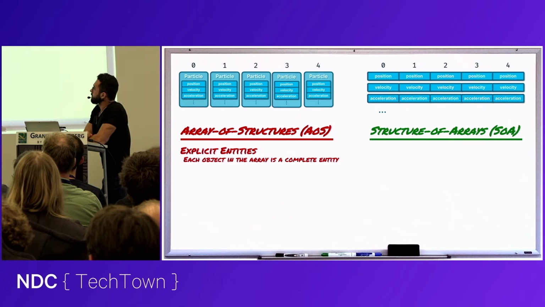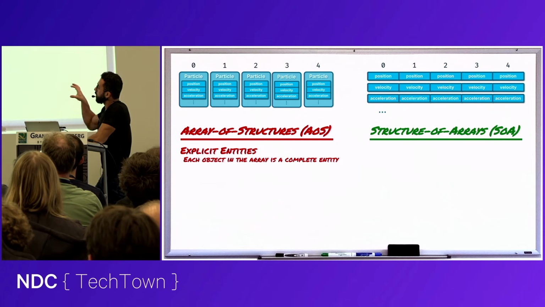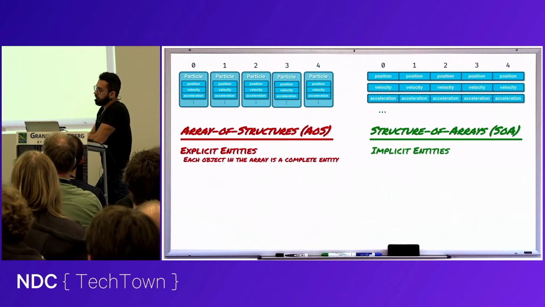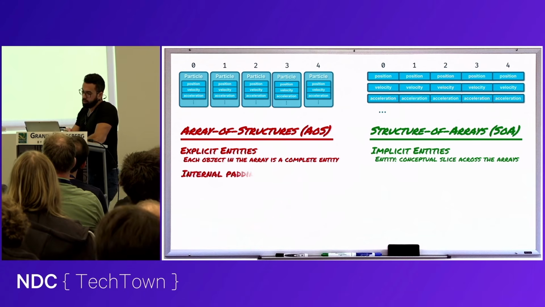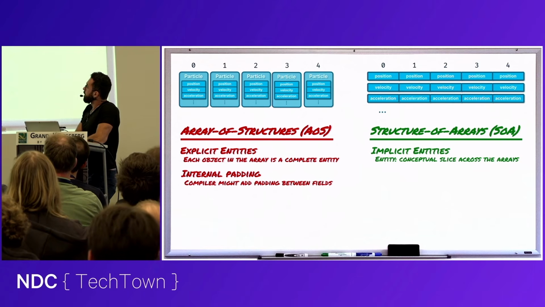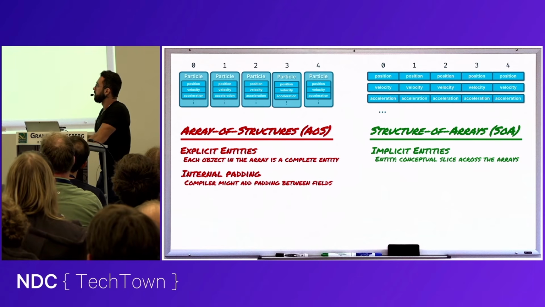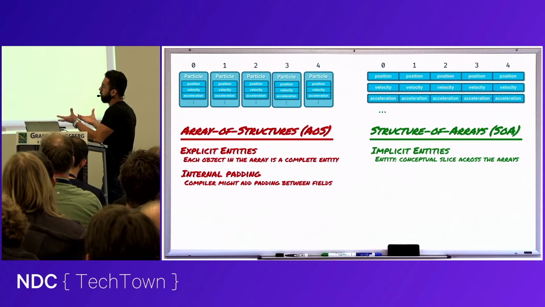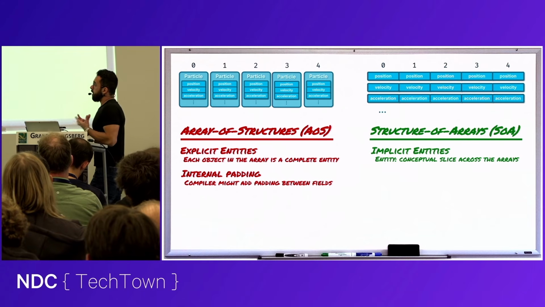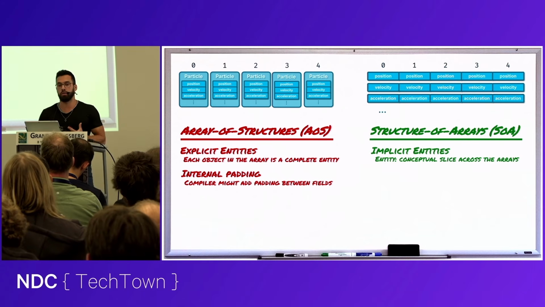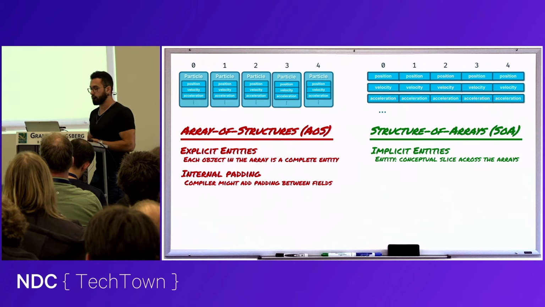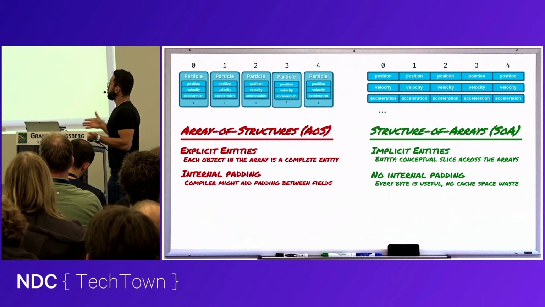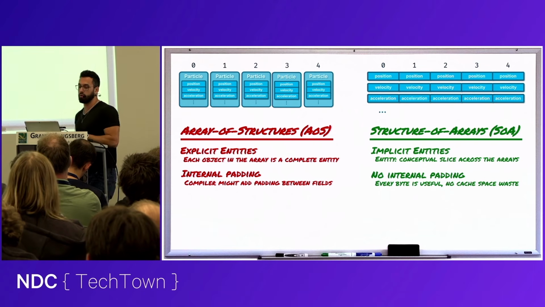In AOS, the entities are explicit. Every object is a complete entity. In SOA, they don't really exist. The entity is conceptual. In AOS, you might have padding added by the compiler between fields if there are alignment requirements. Padding seems harmless, but if you realize that it's taking space in your cache, it means that the more empty bytes you have, the slower your program is going to be. With SOA, you have no internal padding.